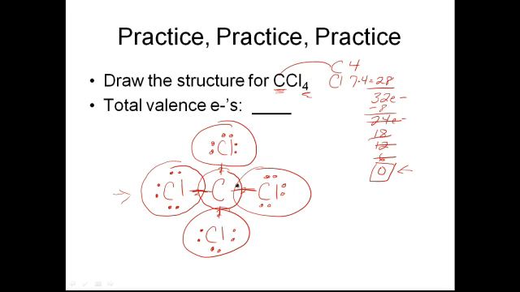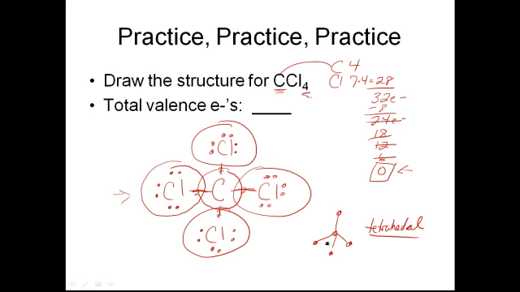Now, if you look in 3D, this has got 4 atoms bonded. You should use your reference sheet right now. 4 atoms bonded to the central one. The picture that's got 4 atoms bonded to the central one is what we call a tetrahedral.